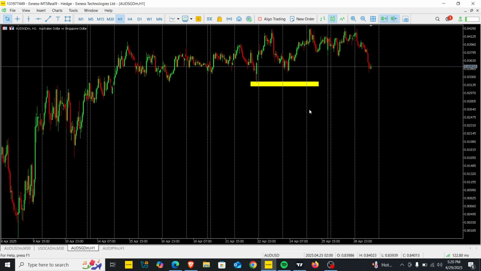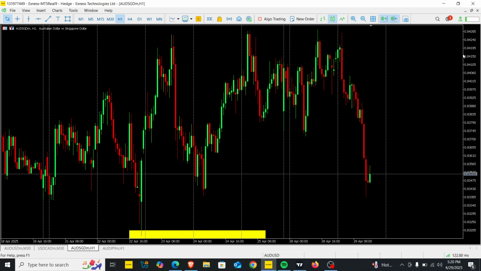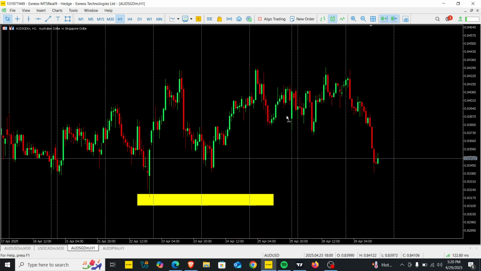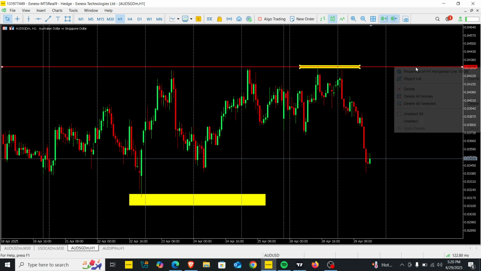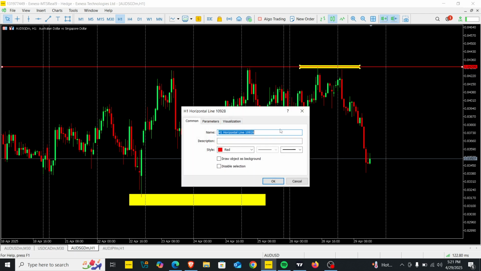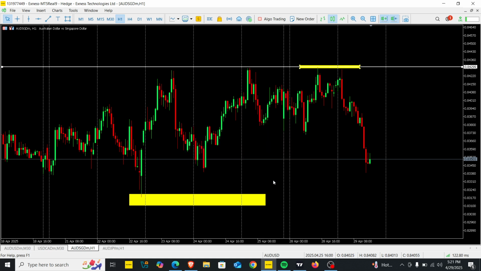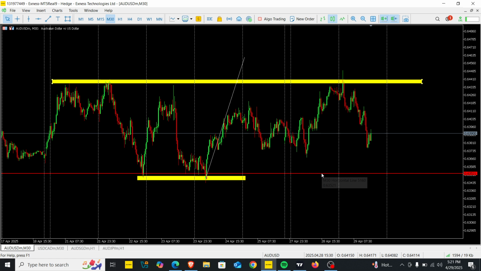So clearly, as you can see from AUDSGD, there was no break of Monday's high on AUDSGD, and there was on AUDUSD. Now this is exactly how to spot a reversal, right? So this alone should be a signal for me to know, okay, I think this is going to pull back, and which it did. You can see clearly how after the break of Monday's high, immediately after that we had a pullback.